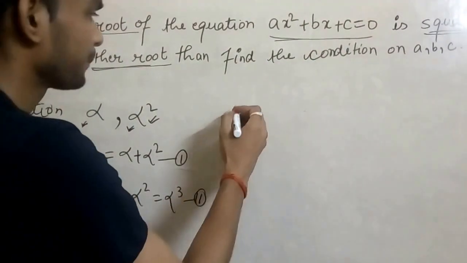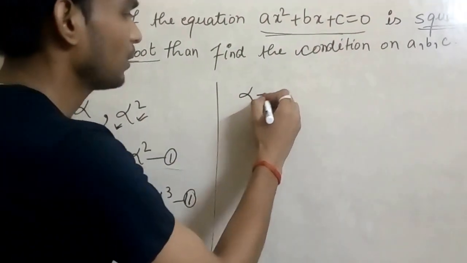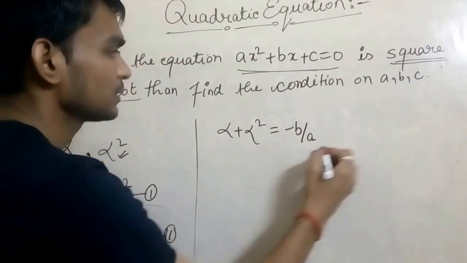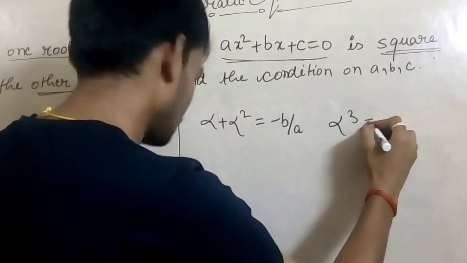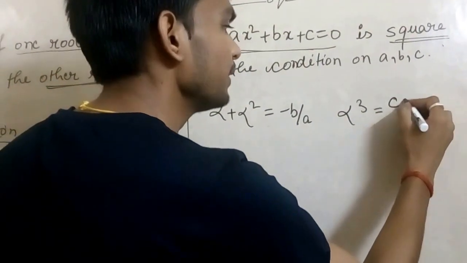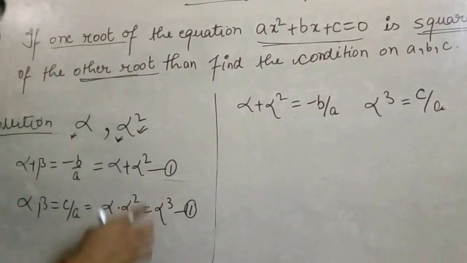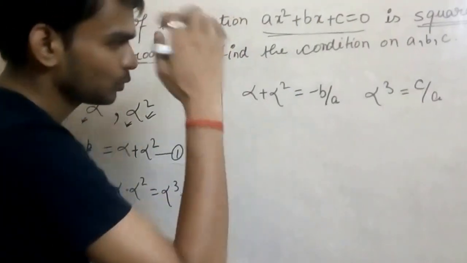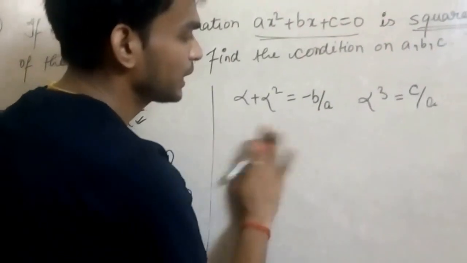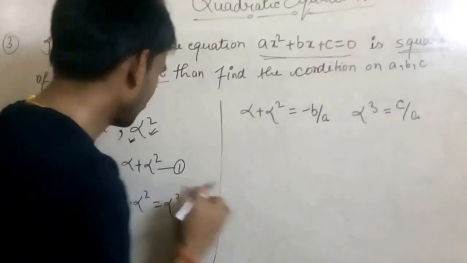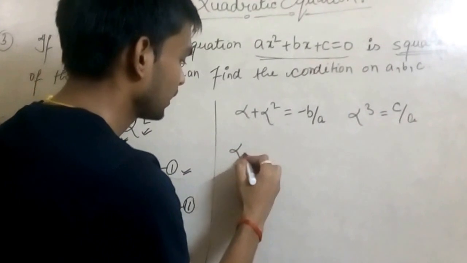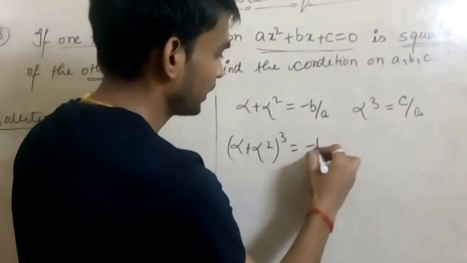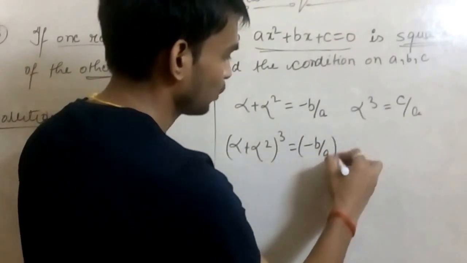So we have the two equations. One is alpha plus alpha square equal to minus b by a. Another is alpha cube equal to c by a. From these two equations, if we take the cube of the first equation, then we get alpha plus alpha square whole cube equal to minus b by a whole cube.